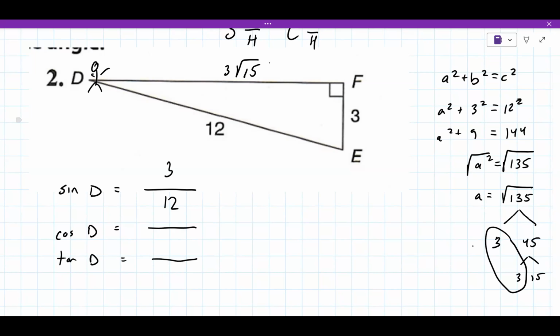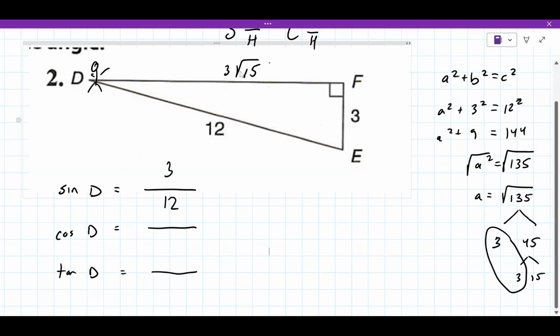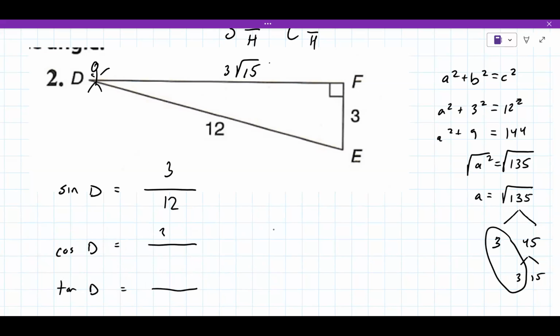Okay. And the reason we needed all that is because to do the cosine of D, you have to know the third side. You have to know the adjacent side in this case. The adjacent side is 3 square root 15. So it's 3 square root 15 over the hypotenuse, which is 12.